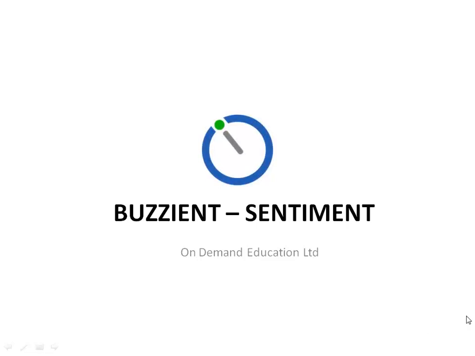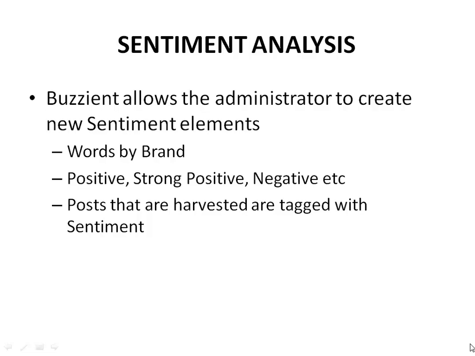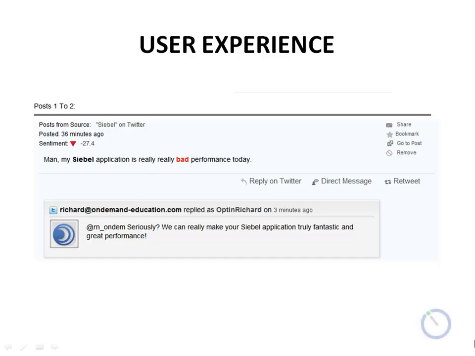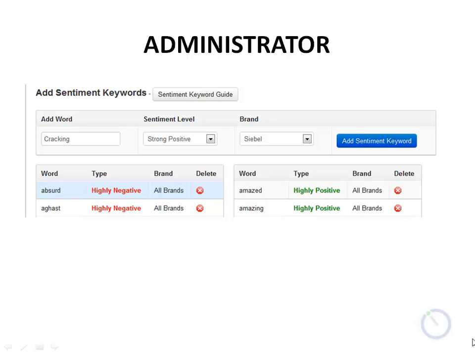So let's do a quick summary of what we've seen today. We've been speaking about sentiment analysis with Buzzient and using Siebel CRM. We saw how the administration screen lets administrators add new words and tag them as being positive and negative and so on. The user interface is extremely colorful and easy to follow. The administration screen lets us add new keywords and associate them with our different brands, as well as tagging them for sentiment score, if you will.